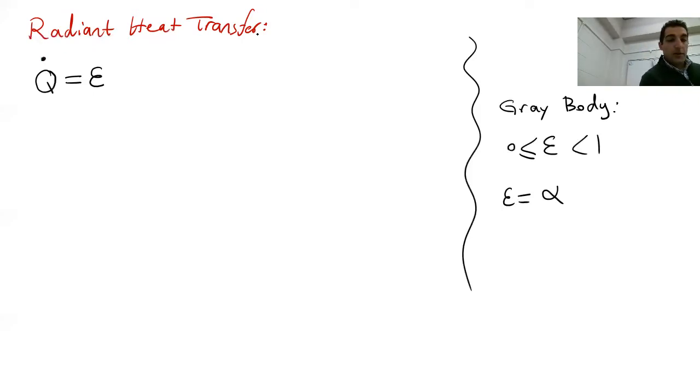Now going back to this radiation heat transfer equation, Q dot, the rate of heat transfer, is epsilon, the emissivity, times sigma, the Stefan-Boltzmann coefficient, which is a constant, times the area of the surface, times its temperature in absolute value, which is Kelvin in SI, to the power of 4.